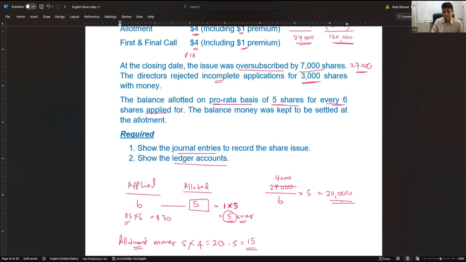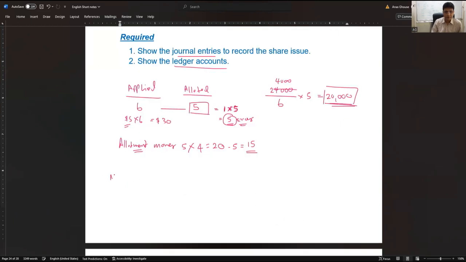Similar to that, 24,000 applications were received, but the allotted amount is 20,000. So the money received on 24,000 shares, at the rate of $5, is 120,000.